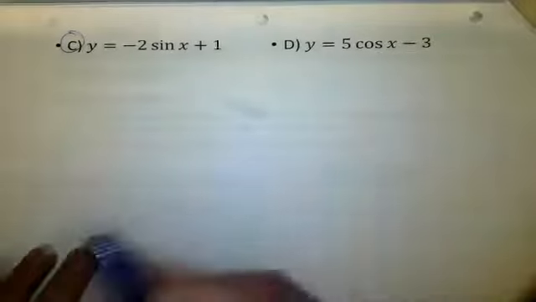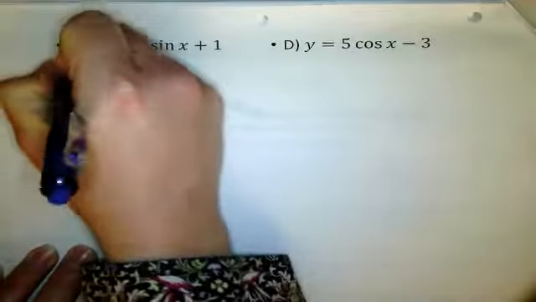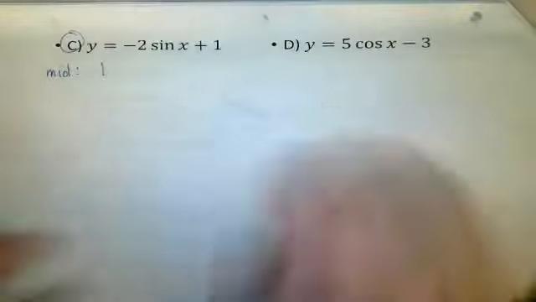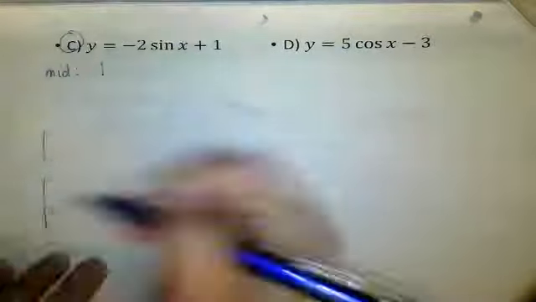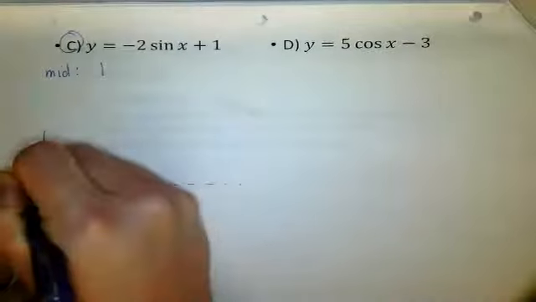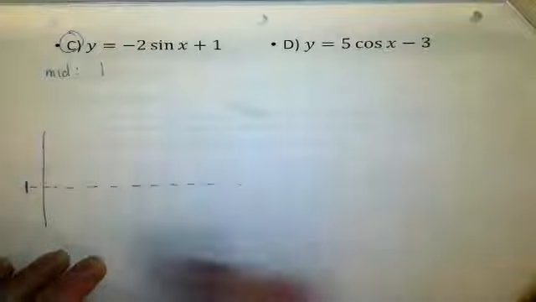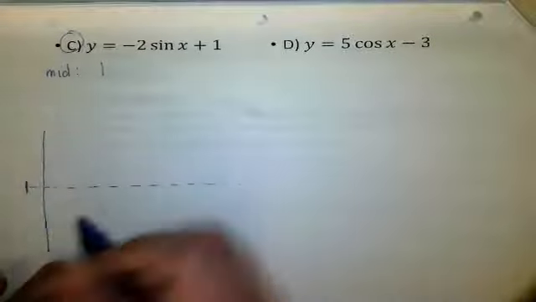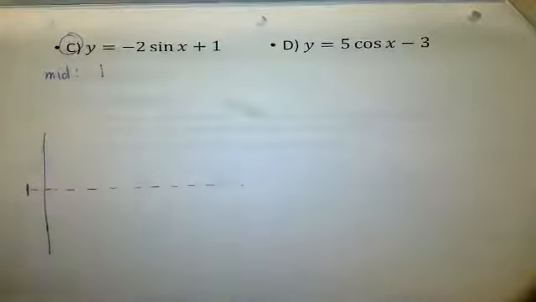So looking at this graph, first I want to know what is the midline? 1. That means our graph was shifted up 1. So when I go to make this sketch, I'm not on the x-axis anymore. I've been shifted up 1. So I'm going to label that just as a 1. I'm going to use a dotted line to represent my midline.